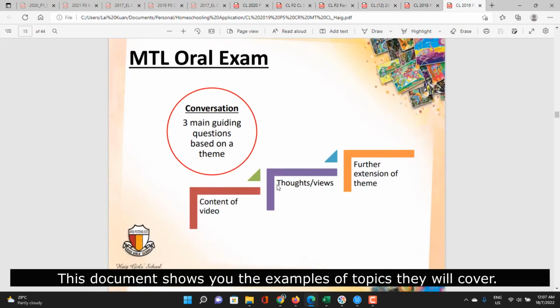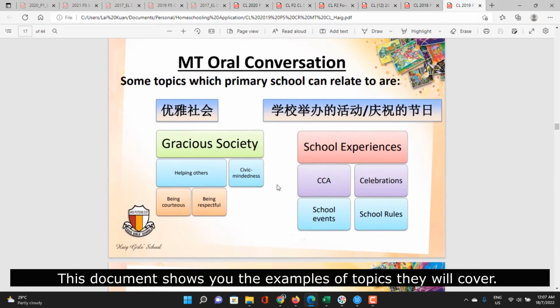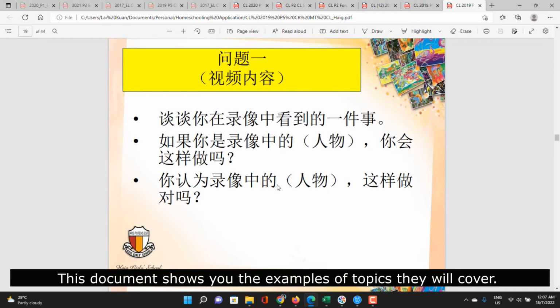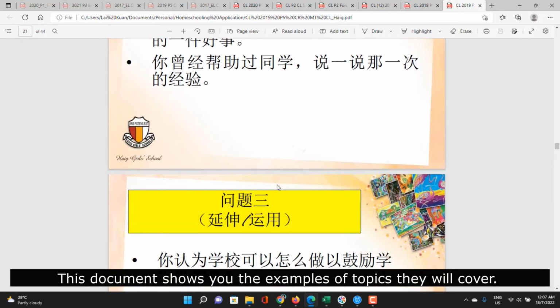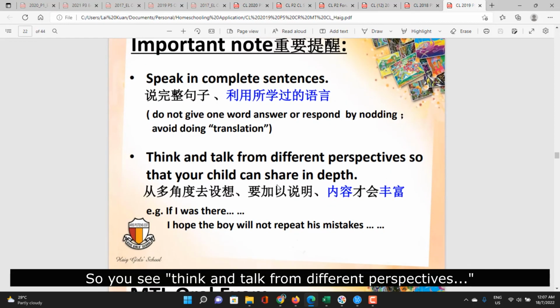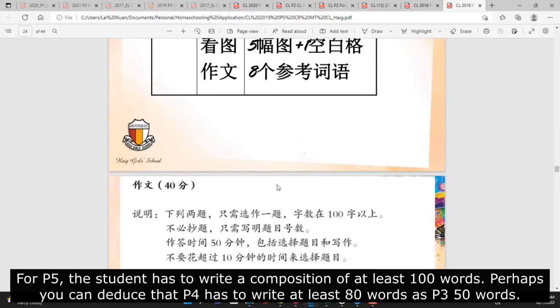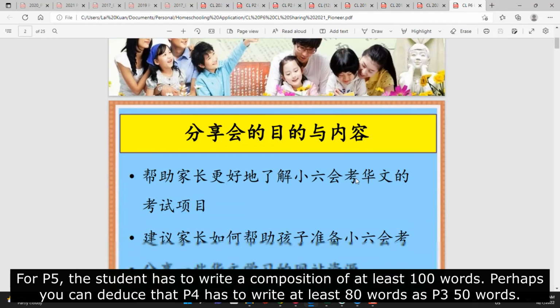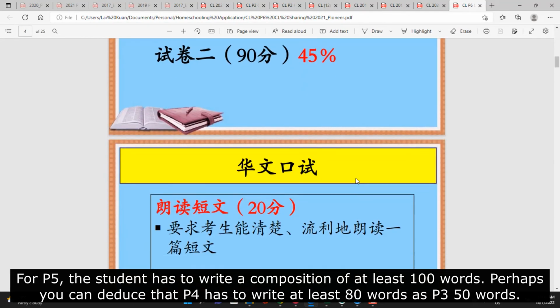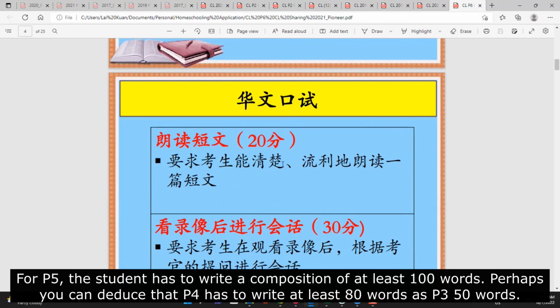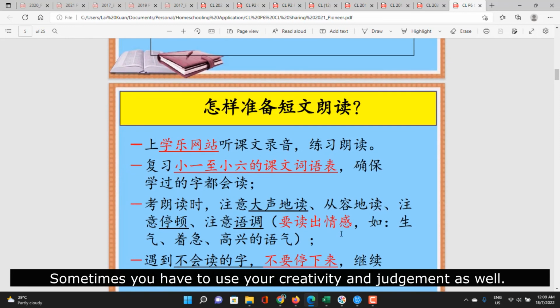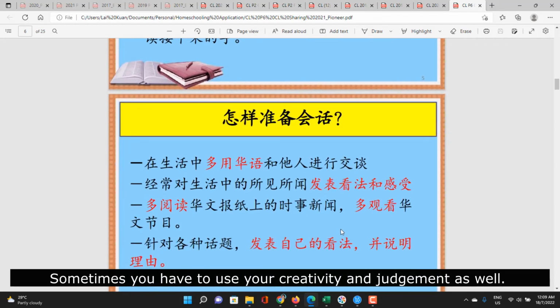This will also show you the kind of oral conversation topics that they will typically cover, right? So you see speaking sentences, thinking and thought from different perspectives. All of these you can use in your learning outcomes. Here as well, from primary 5, the word count increases to 100 words. So perhaps you can deduce from there, because P3 is at least 50 words and P5 is 100 words. So maybe for P4 you can write at least 80 words, right? Sometimes you have to use a bit of your creativity and your own judgment.